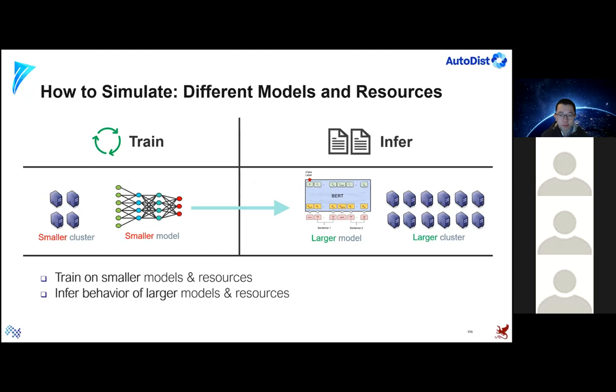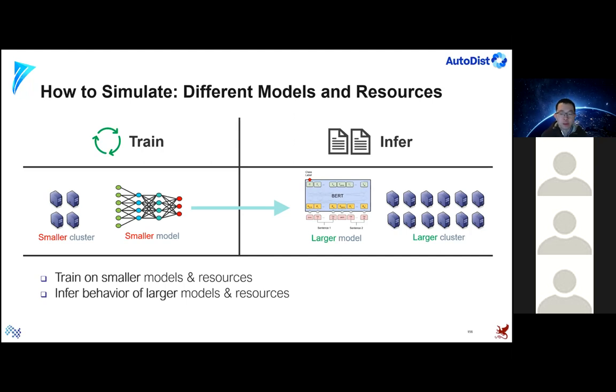So to understand this, we can consider the following two cases. Case one is we can use a small neural network, which is cheap to evaluate on a cluster. And we can collect many, many trial data to train a good simulator on this small model and cluster pair. And hope the simulator can be directly used to infer for an unseen but bigger model on the same cluster. For example, transfer from a small neural network to a bigger model like BERT.